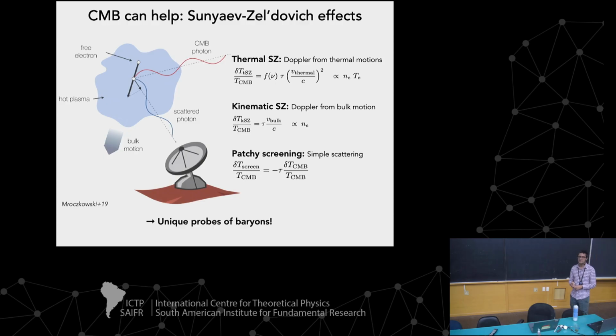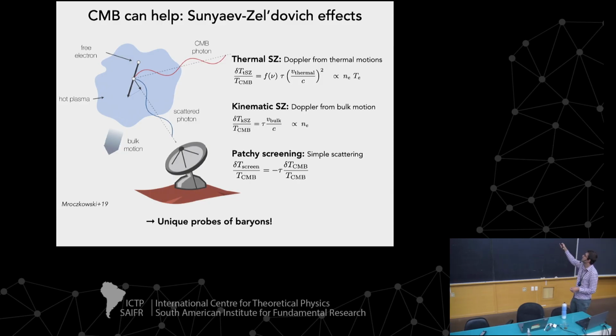This effect is again interesting because if you think you understand the velocities, it tells you about tau and therefore the electron number density. If you think you understand the electron density, you can use it to learn about velocities on large scales, which is also very interesting. And then the other effect is thermal SZ.